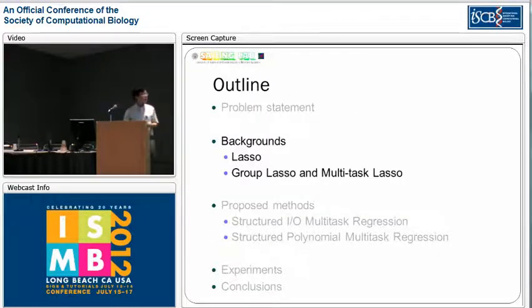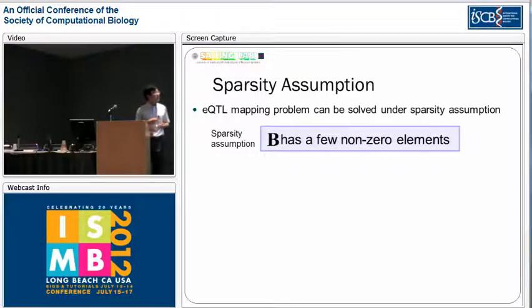Now let me tell you some backgrounds of our work. Let me start with a very important assumption, which is the sparsity assumption. This is very important because eQTL mapping problems can be solved under this assumption. Then what is the sparsity assumption? It is very simple. The regression coefficient matrix B has only a few non-zero elements.